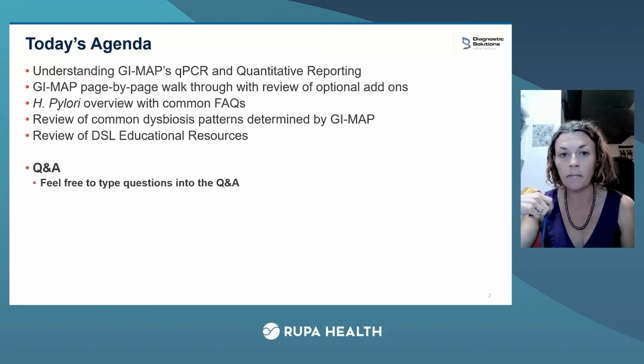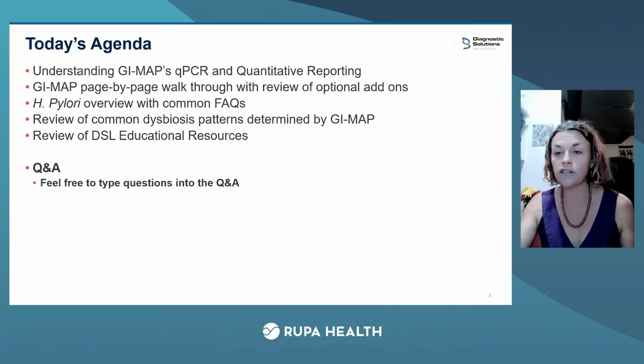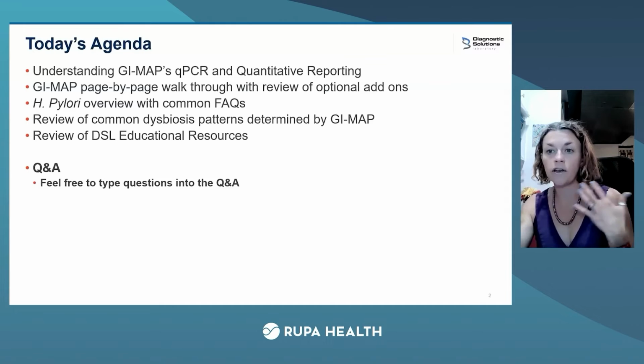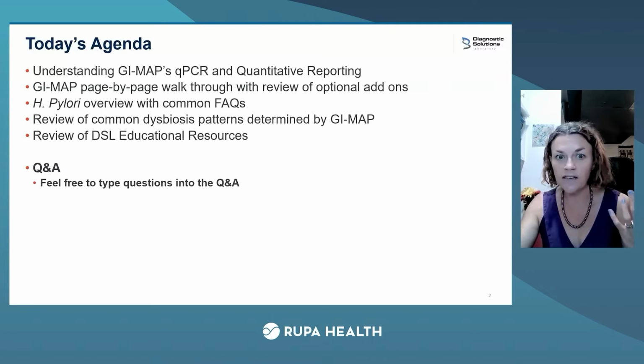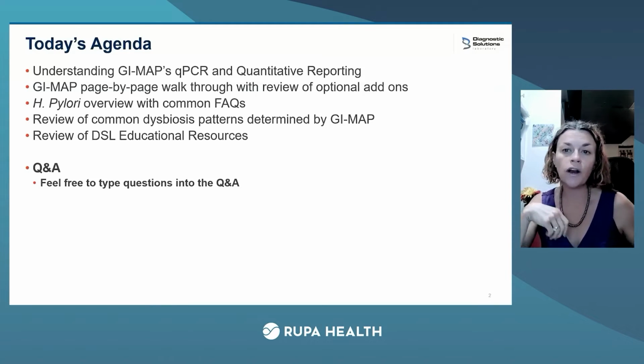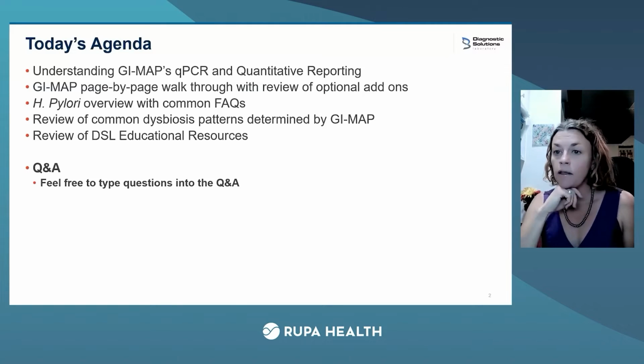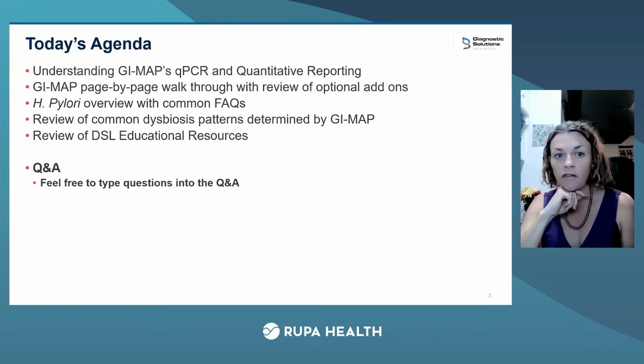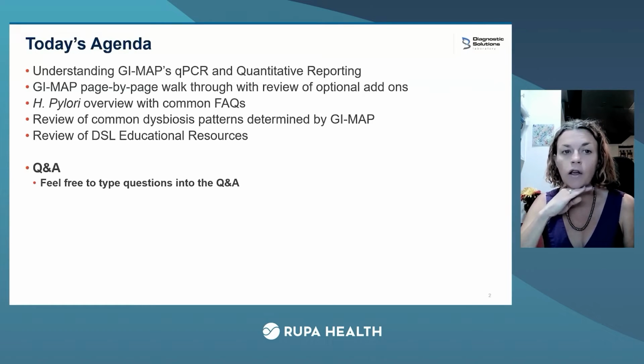A lot of stool tests on the market can get quite cumbersome in terms of their report length, and you end up having to fish through data trying to determine what's actionable and what isn't. So we're going to go through that. H. pylori is a huge feature of the GI map, and we get tons of questions on H. pylori. So I'm going to go through H. pylori in a little more detail, highlight some of the FAQs, and make sure that we're all on the same page in terms of our level of understanding there.